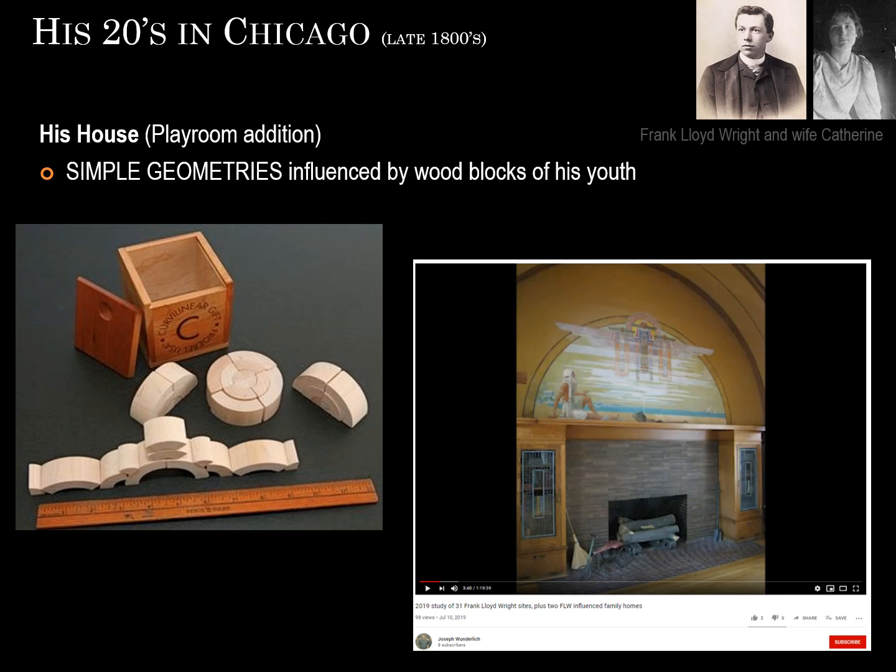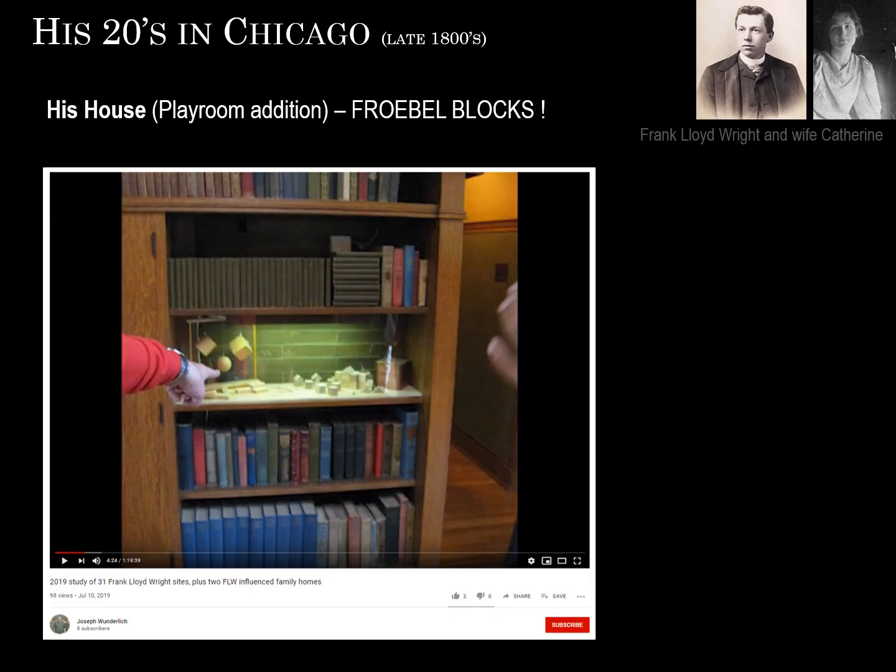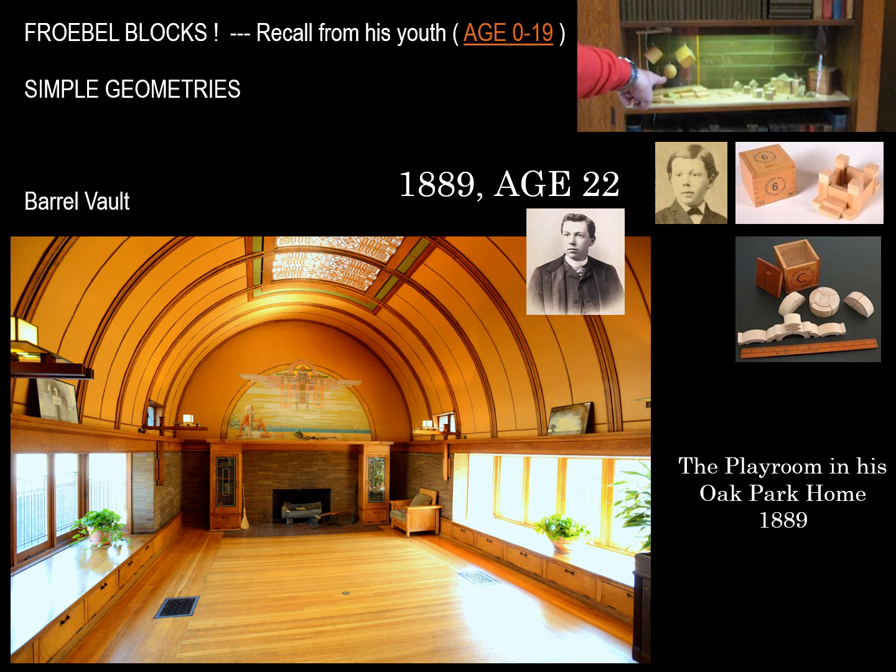In this slide, you can see the fireplace in the playroom and the influence of the geometric shapes of the Froebel blocks of his youth. Here you can see the tour guide pointing at a collection of Froebel blocks. Here's the barrel vault. You can see the simple geometry of that.